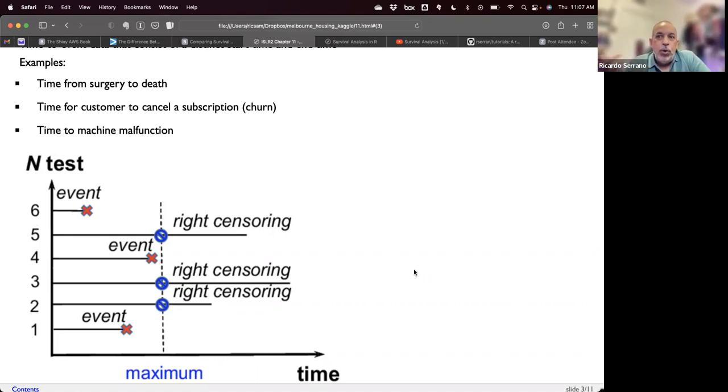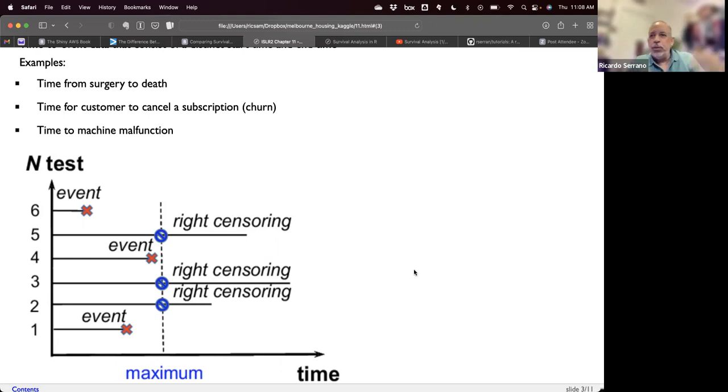After that, you don't know what happened to that patient. Also, in the real world, you could have a patient that you lost contact with in the study. Remember that you are not with them all the time. You do this periodically. So sometimes they come to a checkup, you talk to them, etc., to try to gather as much information as possible.